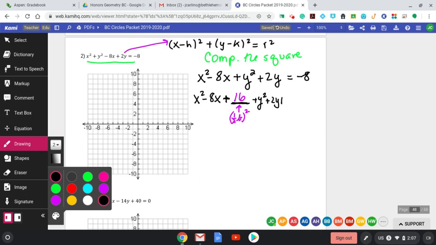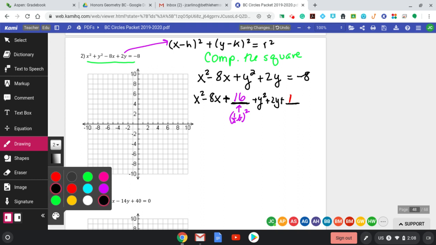But now, what's your b value now? It's 2. So everyone in your head right now, ready? Do it with me. Take a half of 2 and square it. Half of 2 is 1. 1 squared is 1. So that's the number I'm going to add there.